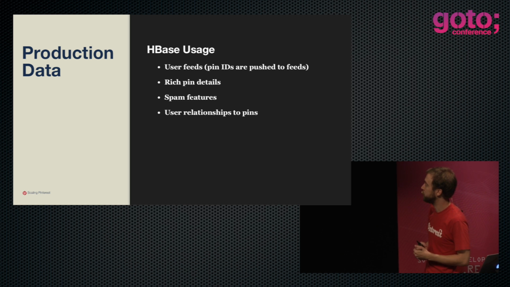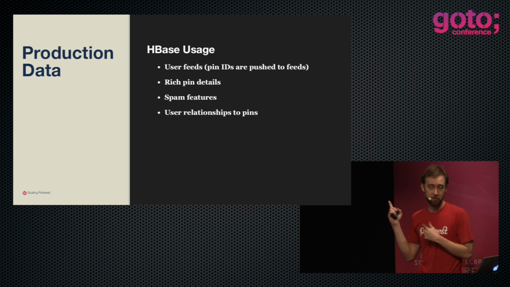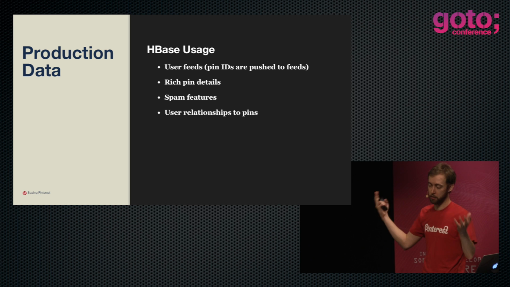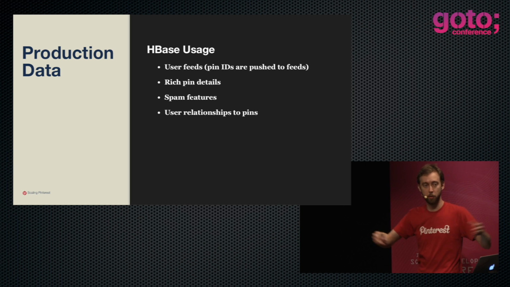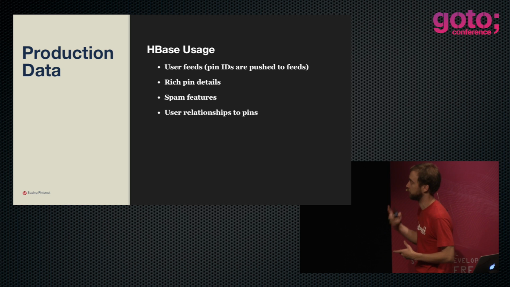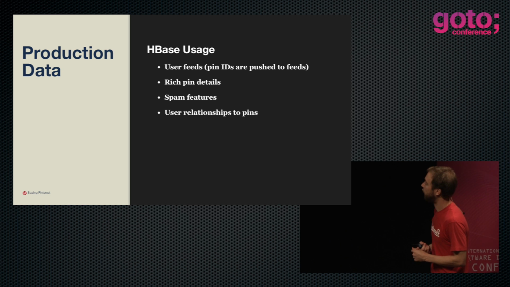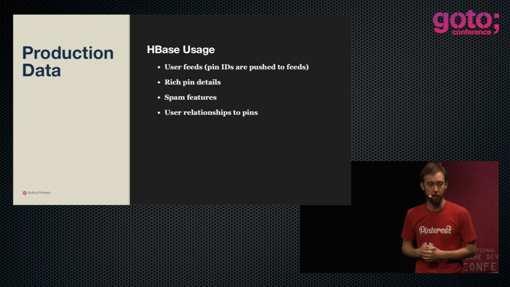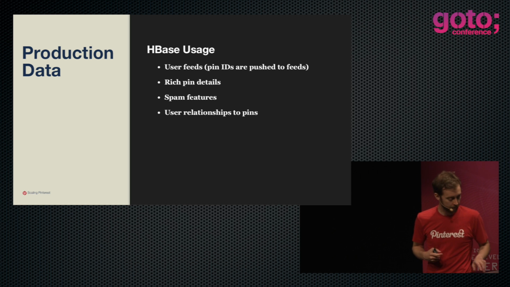So we use it for user feeds, rich pin details, works really well. We put spam features in it. This thing is really operationally nice. You can just make a new table and it flows out everywhere, so that's kind of cool. So if the promise plays out of scalability, then this is a really great system to invest in. And then we also have a mapping of user relationships to pins.